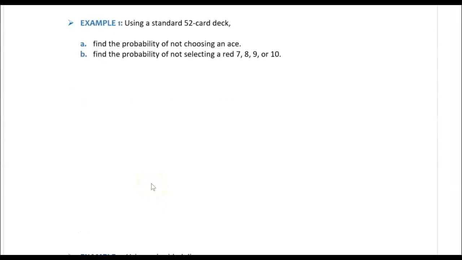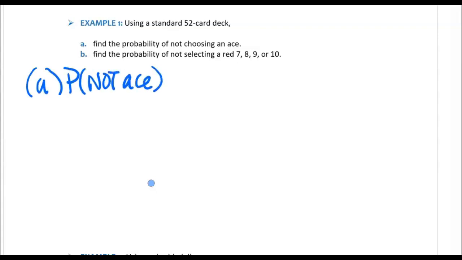Example 1. Using a standard 52 card deck. A. Find the probability of not choosing an ace. B. Find the probability of not selecting a red 7, 8, 9, or 10. So, for A, the probability of not choosing an ace can be found using number 2 from our blue box.